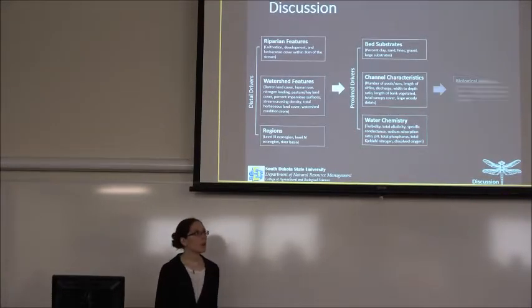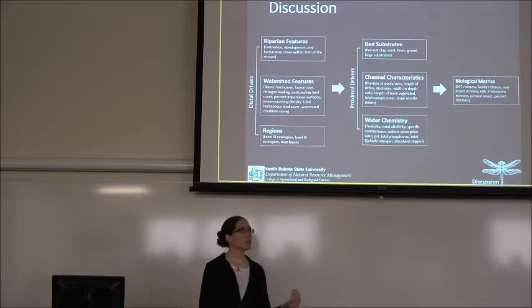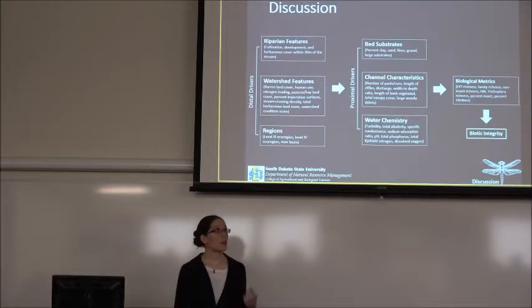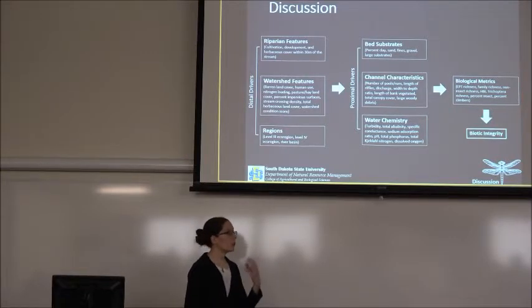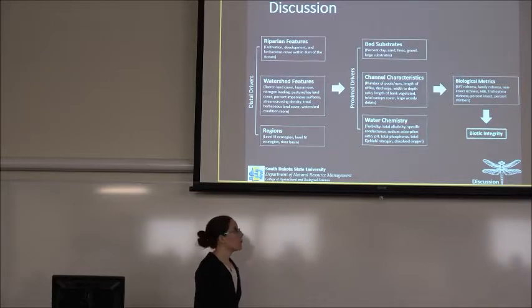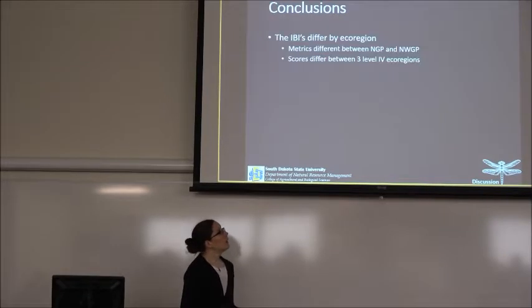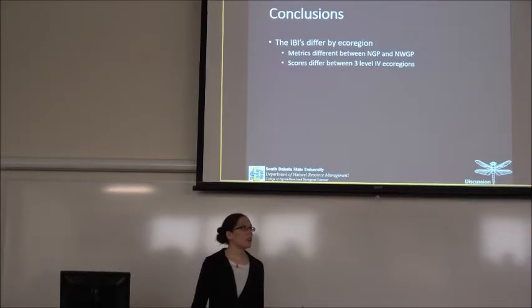Those are directly affecting our biological assemblages and subsequently the biological metrics we're calculating, which in turn are integrated into our overall biotic integrity description in our IBI. So our IBI is able to account for or draw on information from all these scales and really integrate it. So we found that IBIs differ by ecoregion.